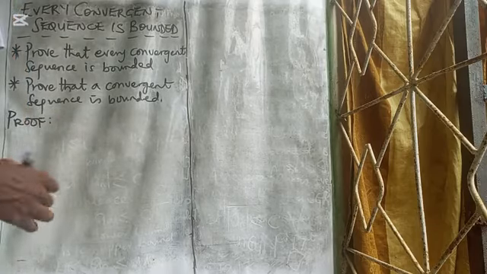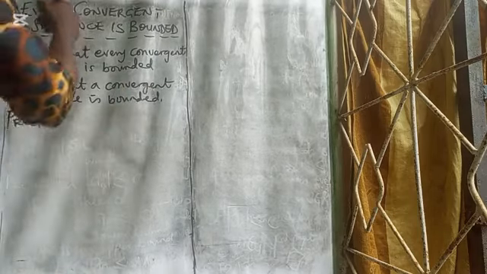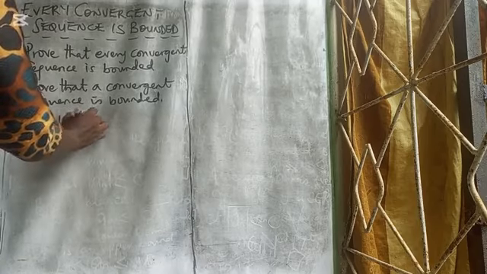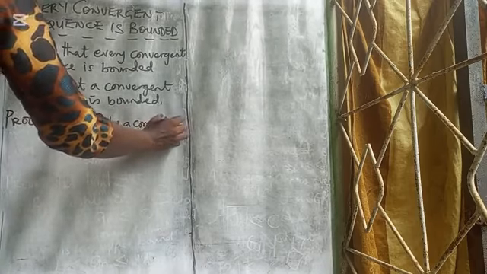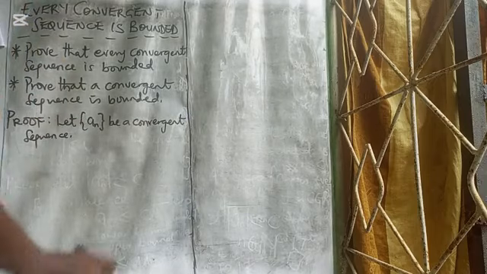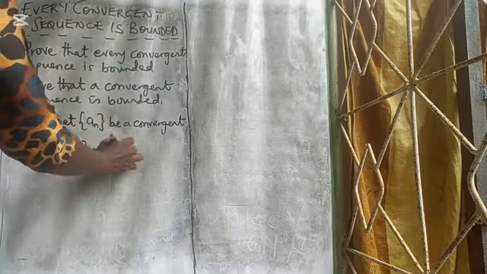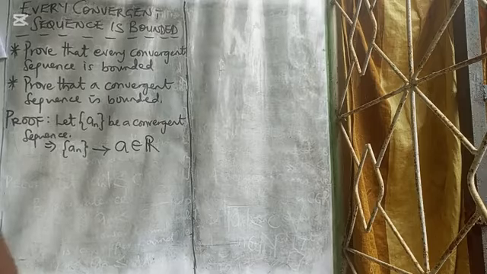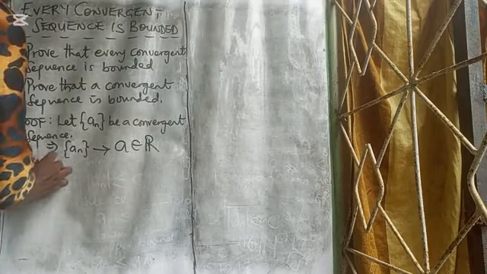The first thing is to make an assumption. Since we want to show that the convergent sequence is bounded, let us assume that the sequence is convergent. Therefore, let A sub n be a convergent sequence. That implies that A sub n converges to A contained in R. And by definition of convergent sequence, let's quickly recall the definition.